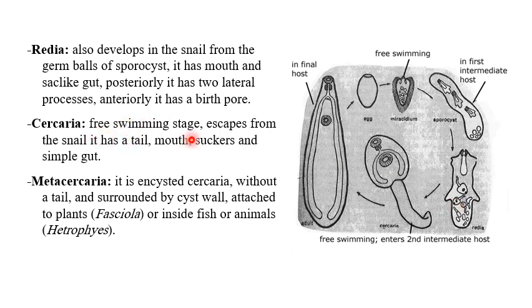Cercaria, the free swimming stage, escapes from the snail. It has a tail, mouth, suckers, and a simple gut. Metacercaria is the encysted cercaria without a tail, surrounded by a cyst wall, attached to plants, like in Fasciola, or inside fish or animals, like in Heterophyes.